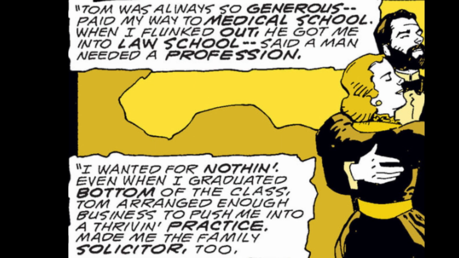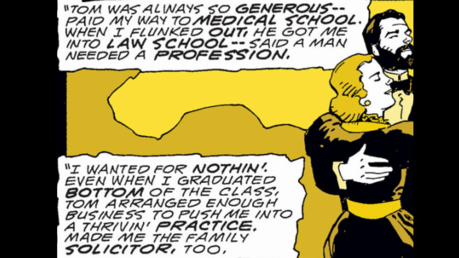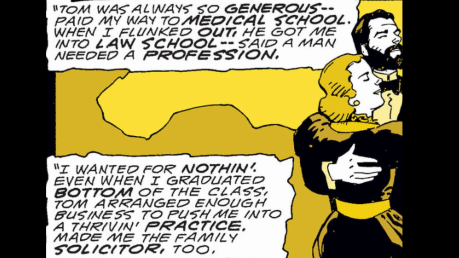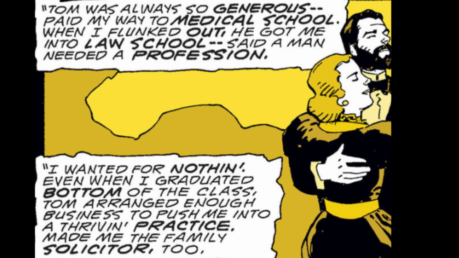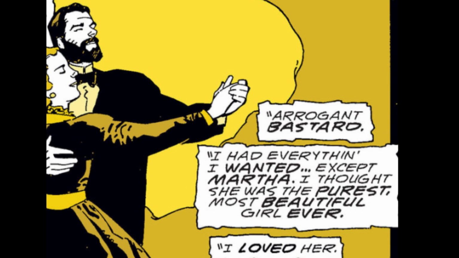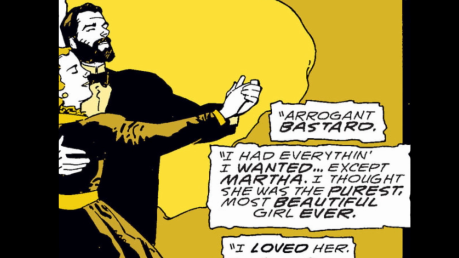But Tom had always been so generous to him, so much so that he even put Jacob through medical school. The problem is, Jacob didn't have what it takes to actually become a doctor. So instead, Thomas paid his way through law school, where he did graduate, although it was at the bottom of his class. And Thomas Wayne pretty much funded his whole practice. He gave him clients and anything he would ever need, and even made him the family's solicitor. But instead of seeing those as loving, friendly gestures, he just thought that Thomas was arrogant.